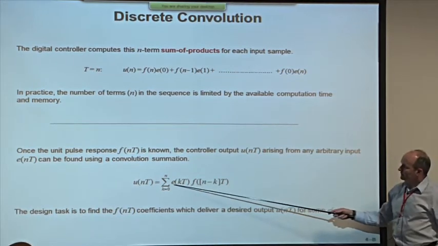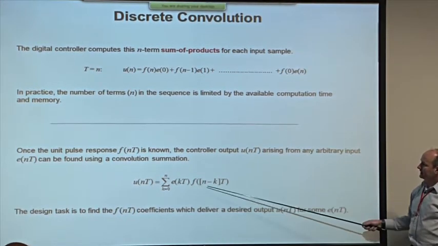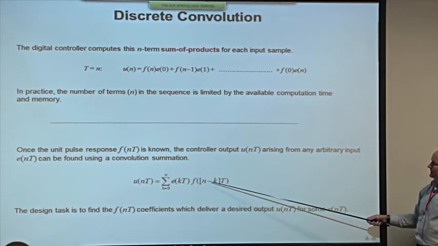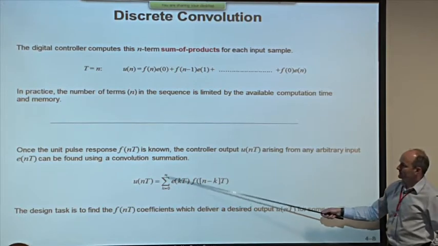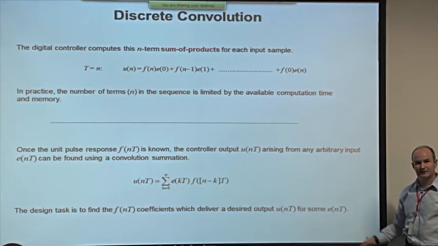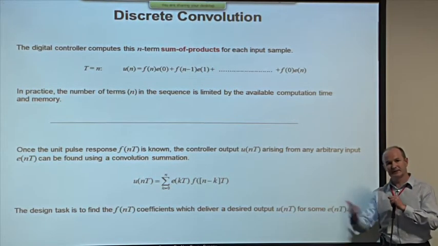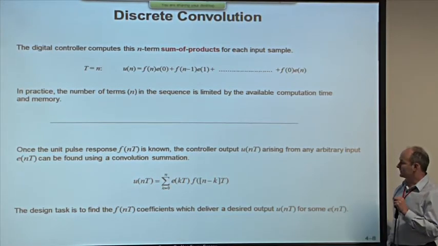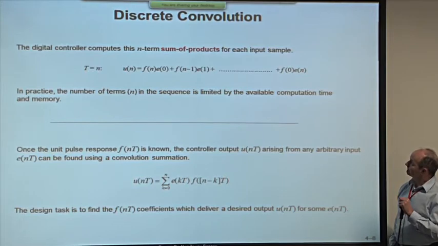And this is what it looks like in closed form. We've got the input function, e of kT, multiplied by f, the unit pulse response, but it's time reversed, n minus k, and then we sum these. This is a convolution summation. So digital systems behave in exactly the same way as do continuous time systems. We work their outputs out using convolution.